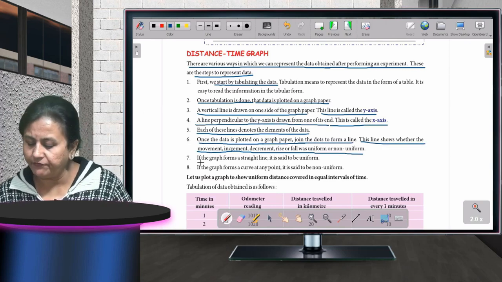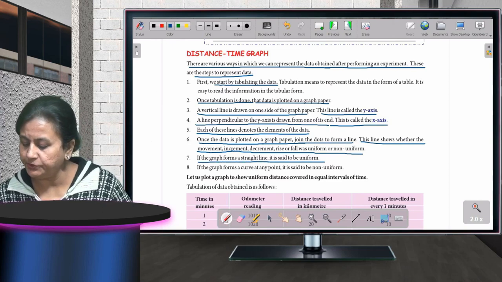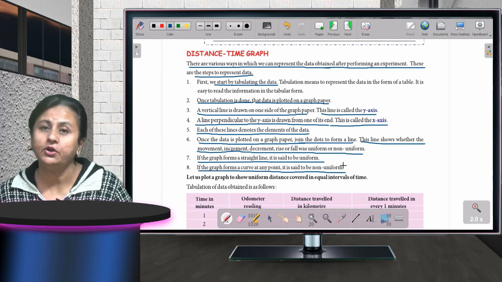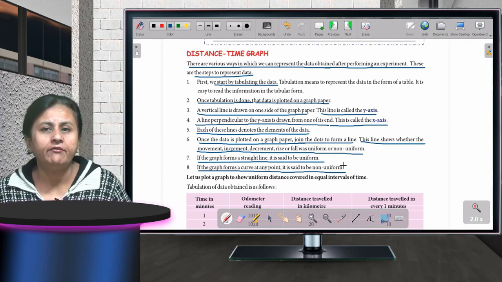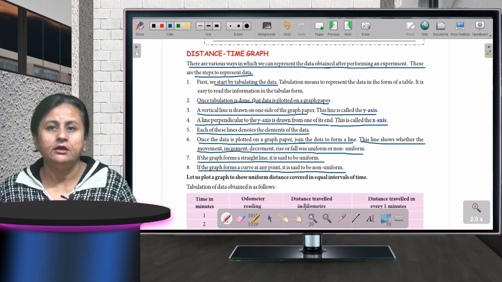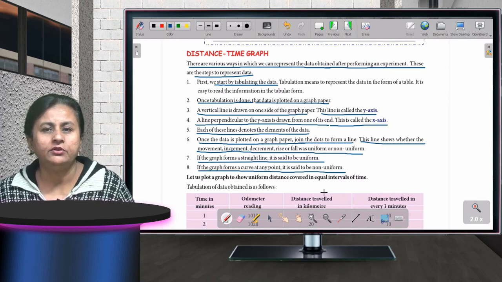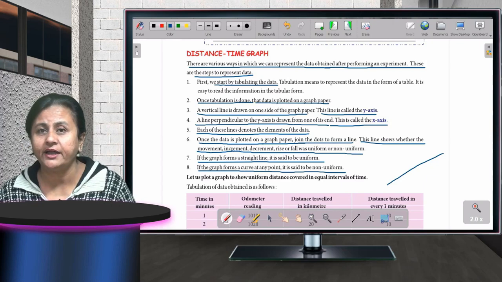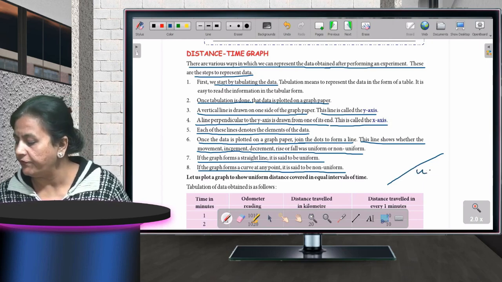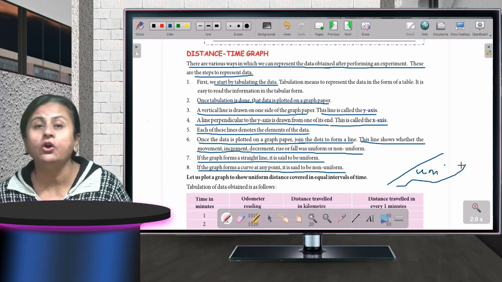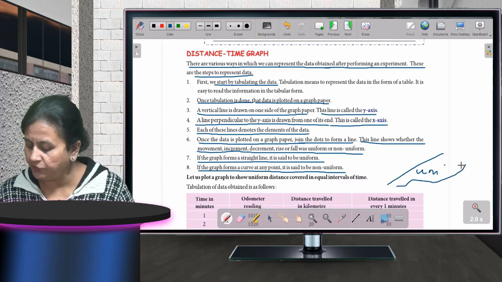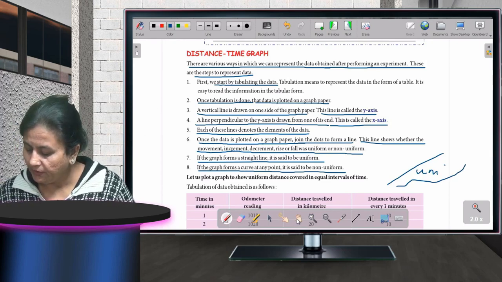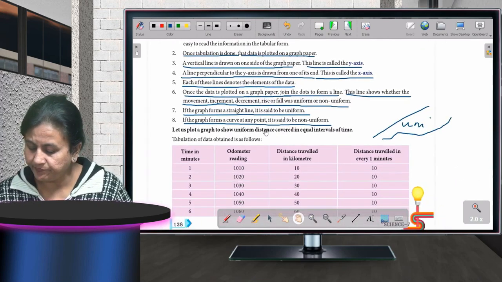If the graph forms a straight line, it is said to be uniform, and if the graph forms a curve at any point, it is called non-uniform. Whenever you plot the time intervals on the graph, in case the line forms a straight line, that means it is uniform. And if the line is like this, it is non-uniform. Fine, children. I'll explain it properly now. Can you all see on your screens?